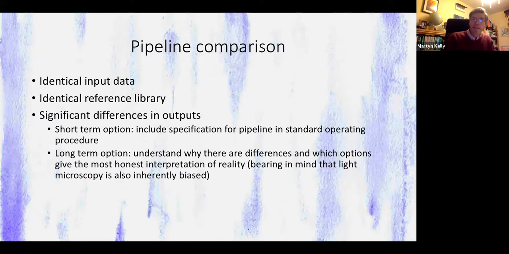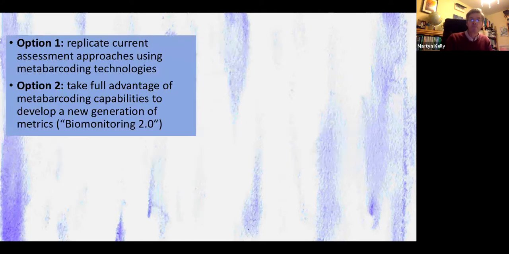You make some decisions when you set up a bioinformatics pipeline, but at this stage, I'm not sure that we really understand why there are differences between pipelines and which of the many options in the pipeline are giving us the most honest interpretation of reality. Bear in mind at this stage that light microscopy has its own inherent biases, so we can't simply look for the pipeline that gives us the closest match to the light microscopy output.